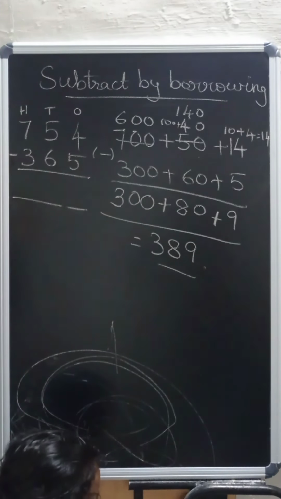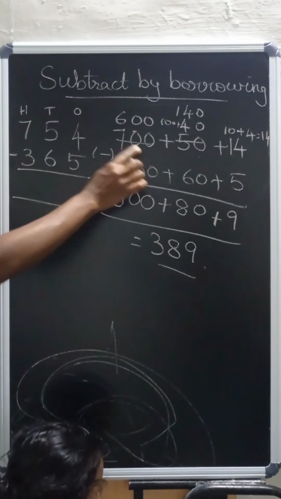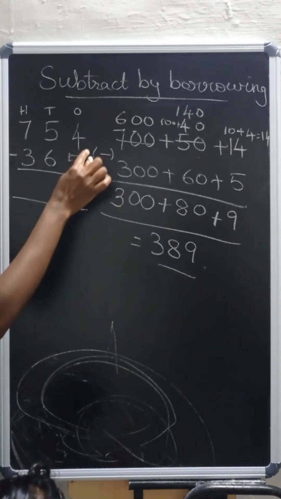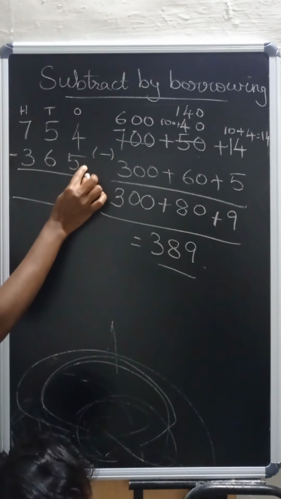Now we will do it normally without doing it in the expanded form. Now from 4 we cannot subtract 5.